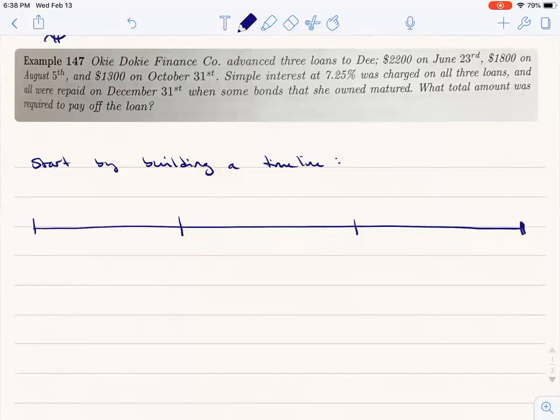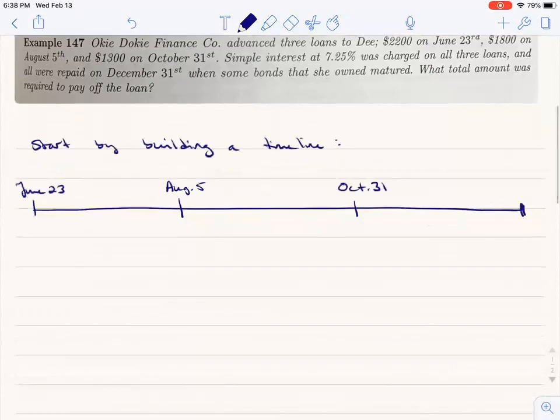And so we've got June 23rd. So here we've got June 23rd. The second date is August 5th. Third date is October 31st. And then they're all repaid on December 31st.